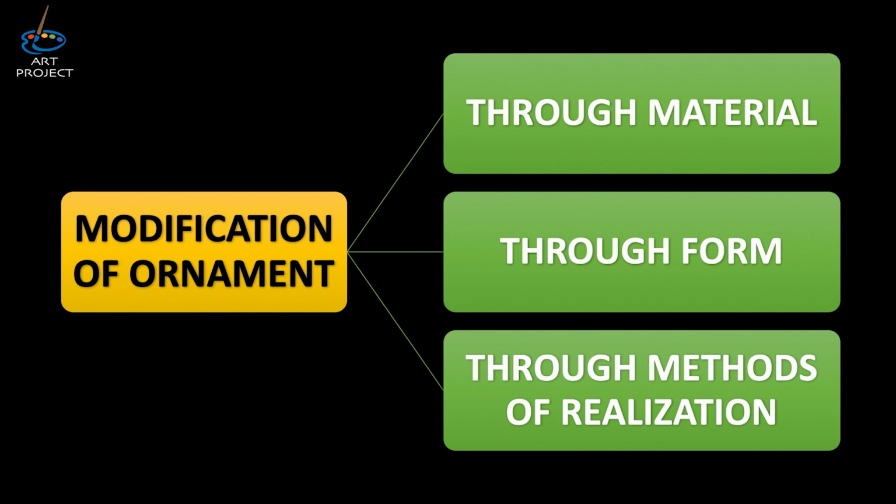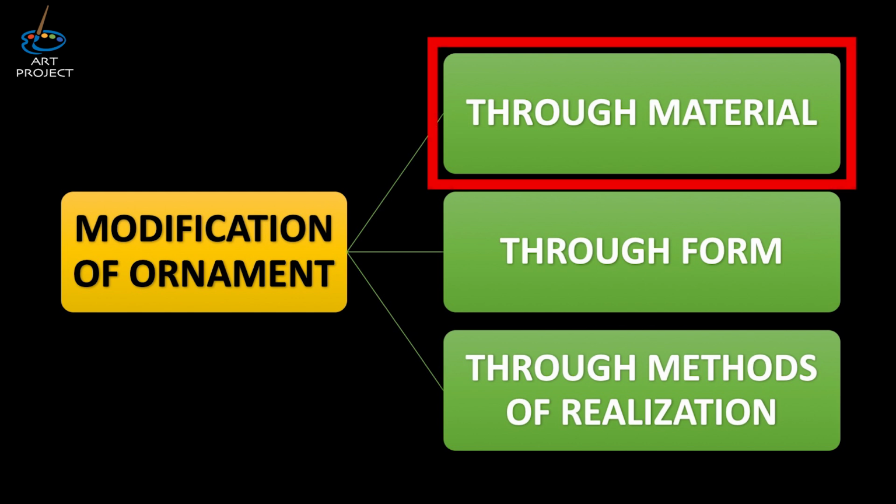Modification of ornament, through material, through form, through methods of realization. Through material. It is evident at a glance that material must have a strong influence upon the forms assumed by the various decorative motives, however derived. Thus, stone, clay, wood, bone, and copper, although they readily borrow from nature and from each other, necessarily show different decorative results. Stone is massive and takes form slowly and by peculiar processes.